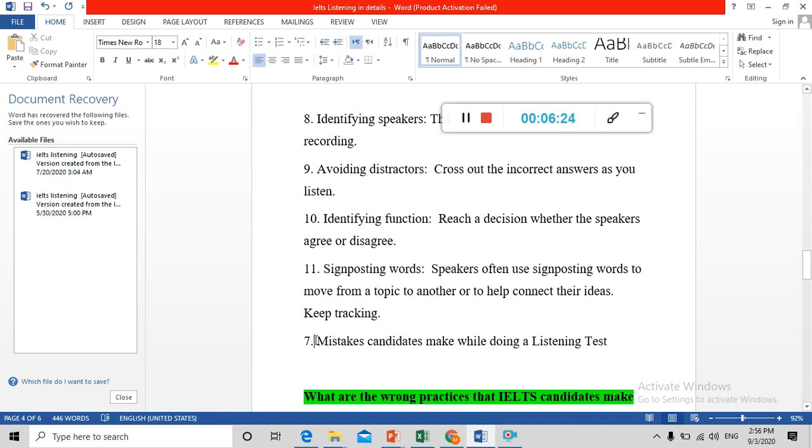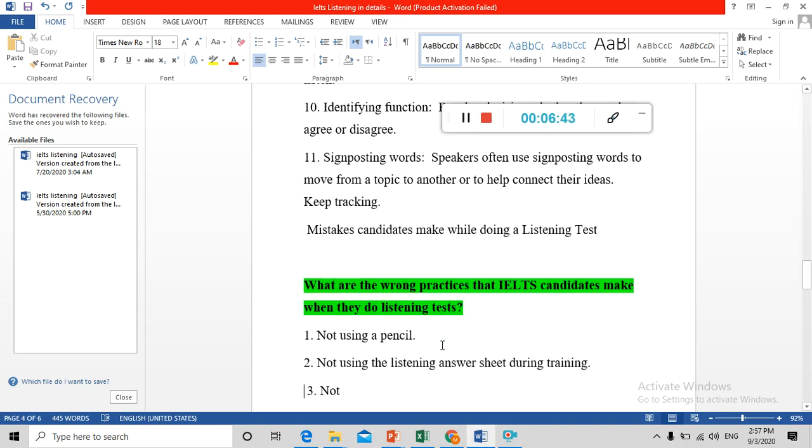Mistakes. Now we will discuss the mistakes candidates make while doing a listening test. What are the wrong practices that IELTS candidates make when they do listening tests?